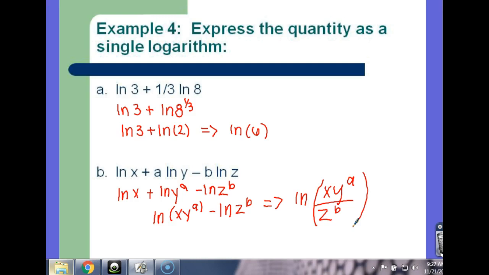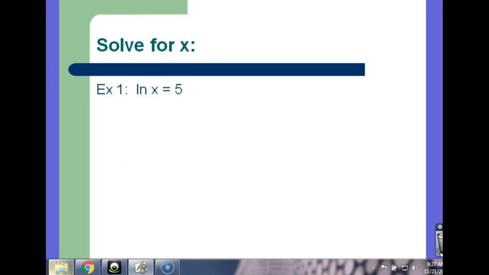Okay, and the last review part is simply being able to solve for these variables. So can you get an answer numerically for an x value, which means can we isolate? So if you have ln of x equals 5, goes back to how do I get rid of ln? E both sides. So you get x equals e to the 5th. That is considered solved, because e is a number. So it's a number to a power.